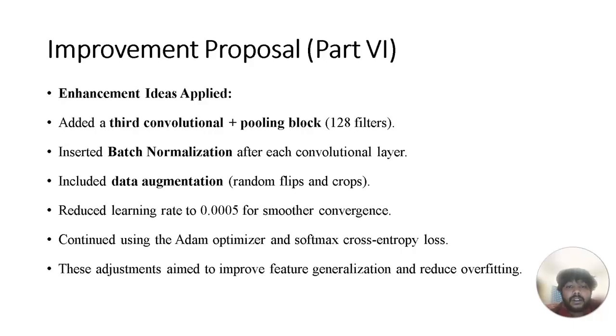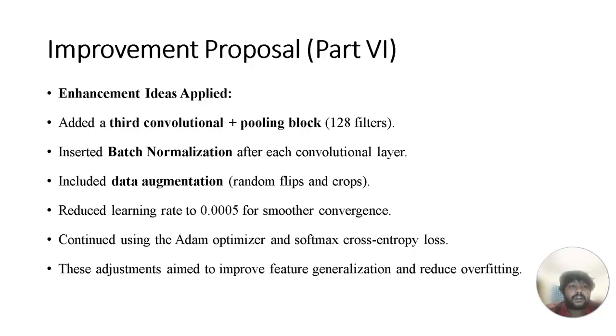And lastly, I reduced the learning rate to 0.0005. A smaller learning rate ensures smoother convergence and prevents the optimization from overshooting the minima during training. All these enhancements aim to make the model generalize better, reduce overfitting, and ultimately perform more consistently on the unseen test data, improving future generalization.